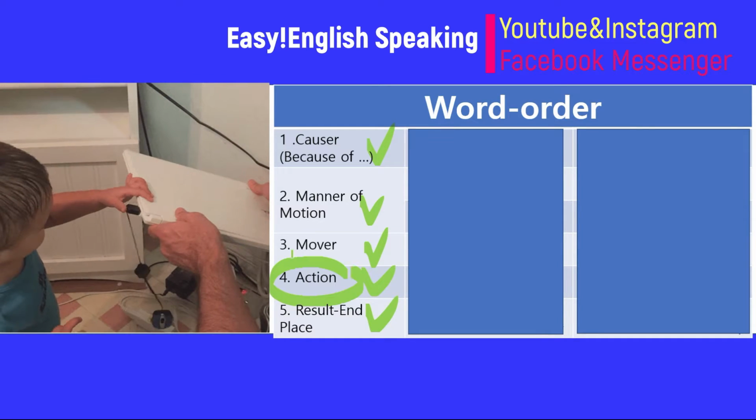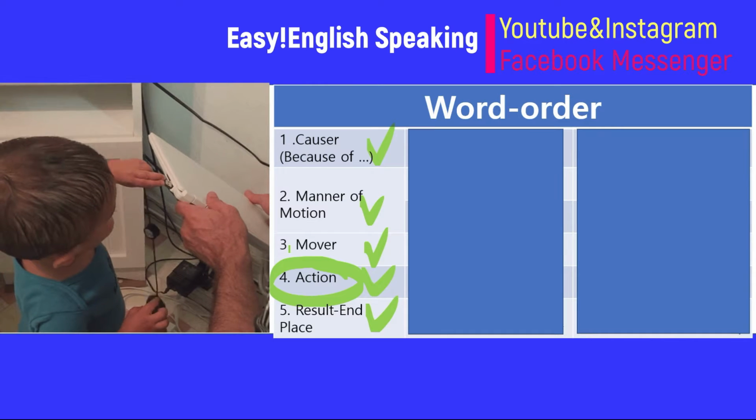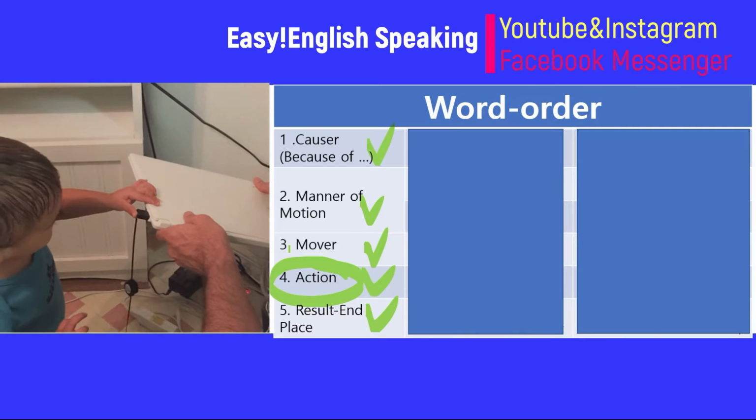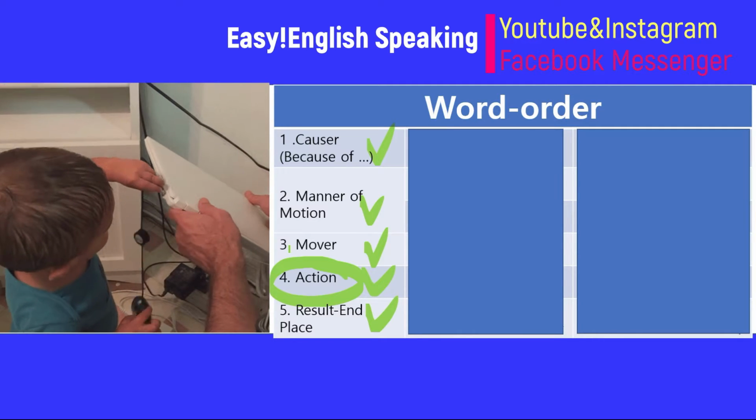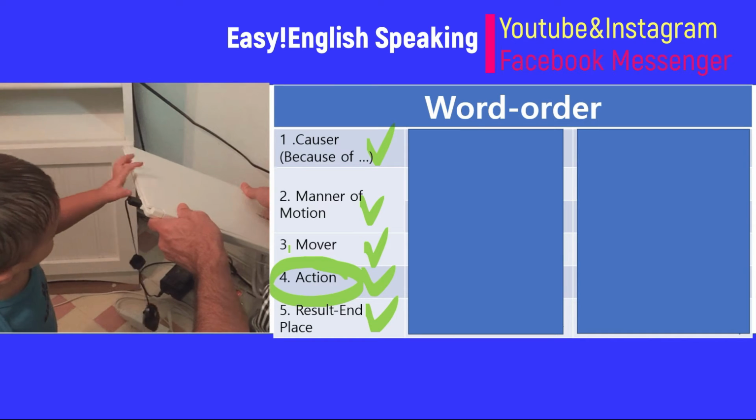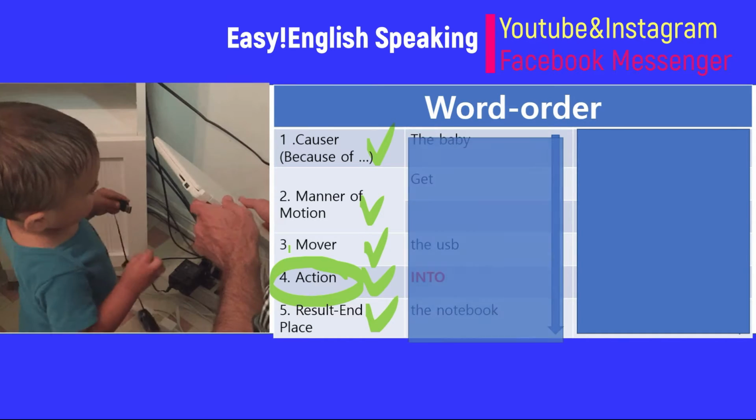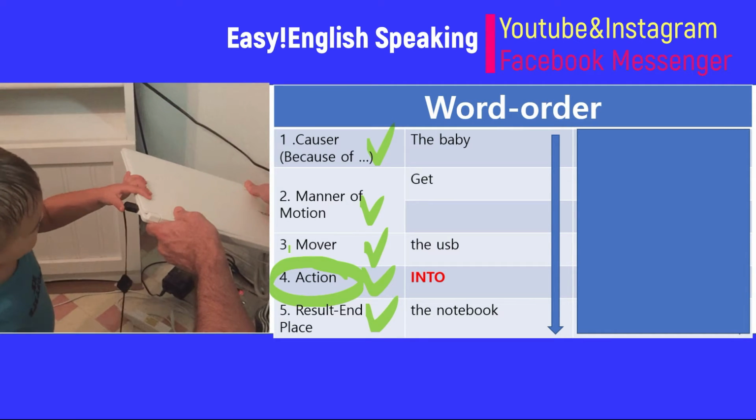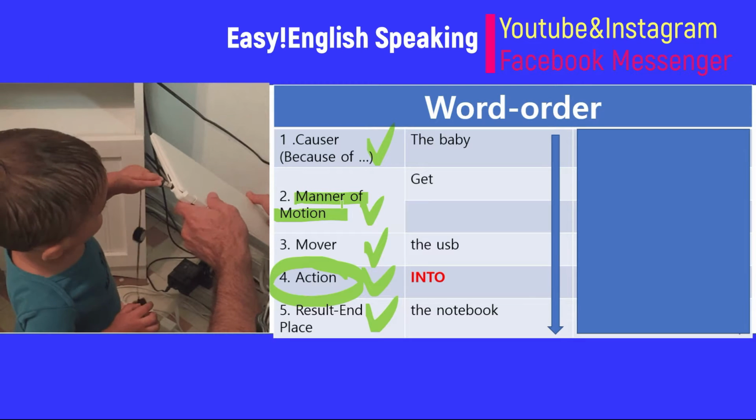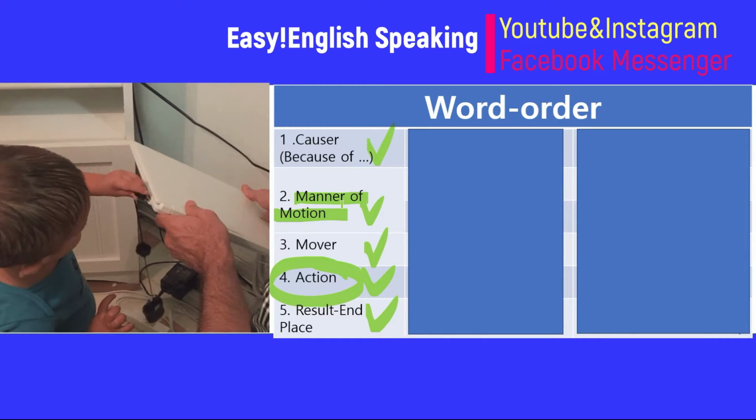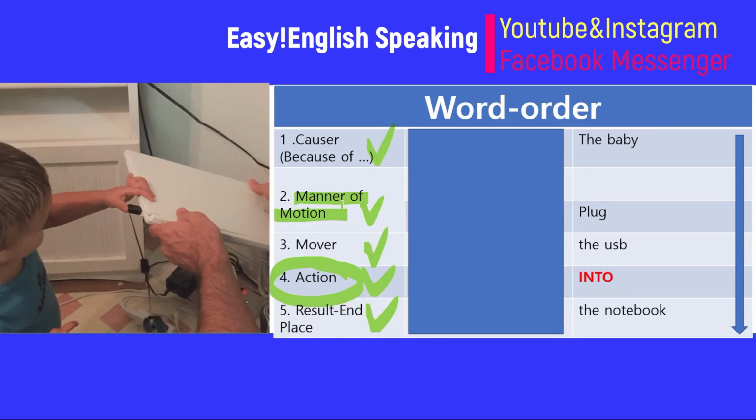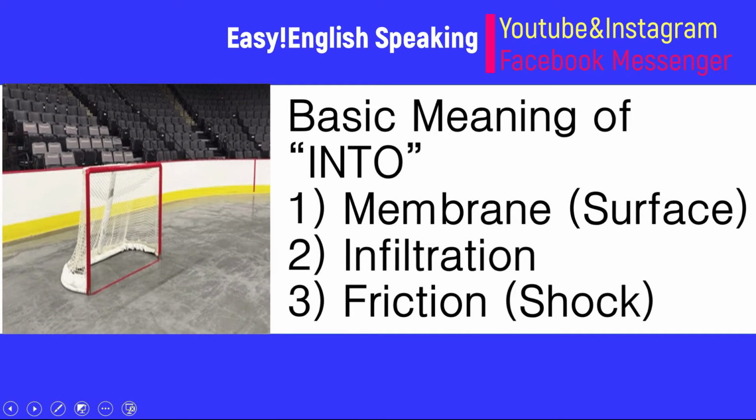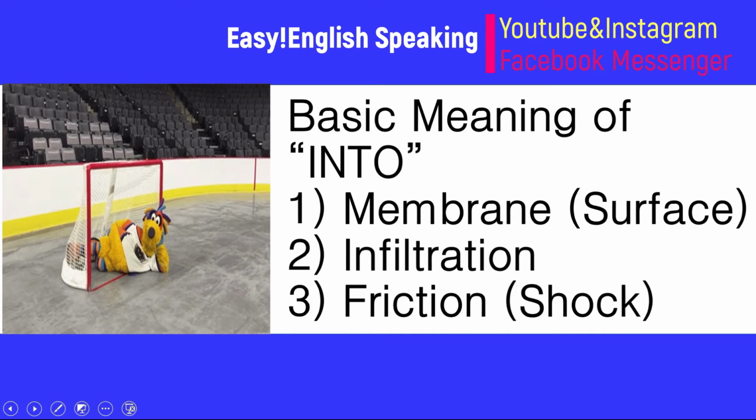And the fourth, action. The action is the central part of this sentence. So the action is into, and the result and place is the notebook, right? So you can say it just like this: the baby get the USB into the notebook, right? But if you know the manner of motion with a specific verb, then you can just use it like this: the baby plugged the USB into the notebook, okay? This is the basic meaning of into, as I said, right?